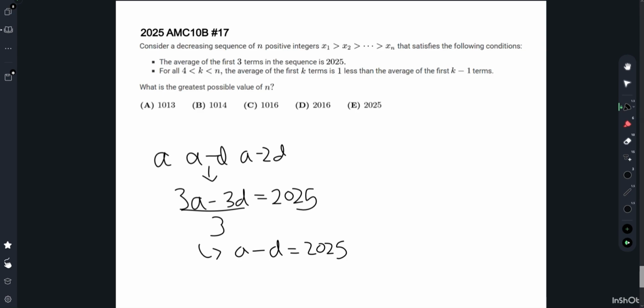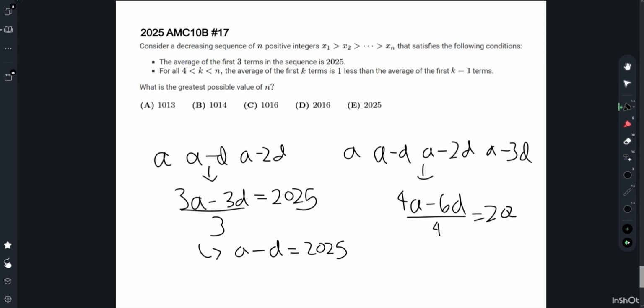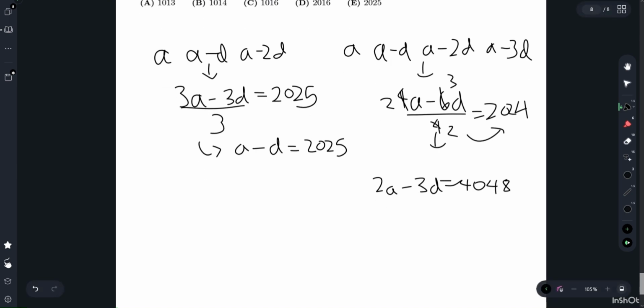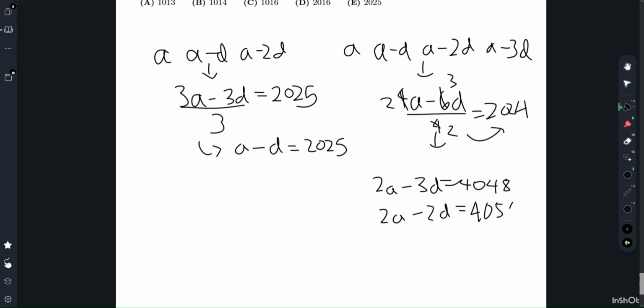Now step 2. Let's look at when there's 4 terms: a, a minus d, a minus 2d, a minus 3d. Summing these up, we get (4a minus 6d) all over 4 is equal to 2024, as that's 1 less than 2025. So let's cross out a 2, and then since there's no more 2's left to cross out, we multiply. So we get 2a minus 3d is equal to 4048. On top of this, we have 2a minus 2d is equal to 2 times 2025, which is 4050, from the earlier equation. Using these 2 equations, we can figure out that d is equal to 2.